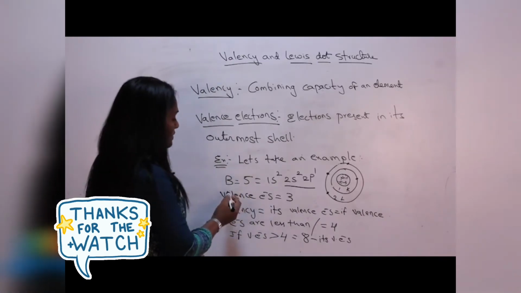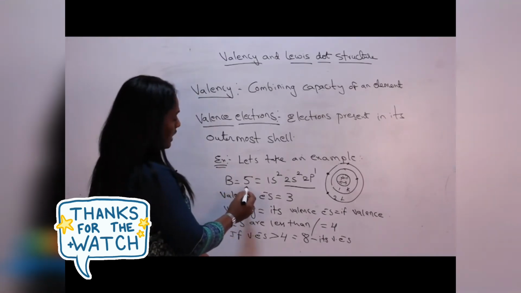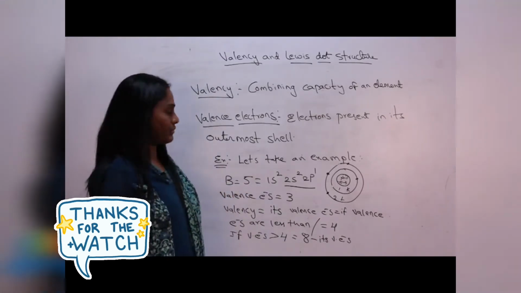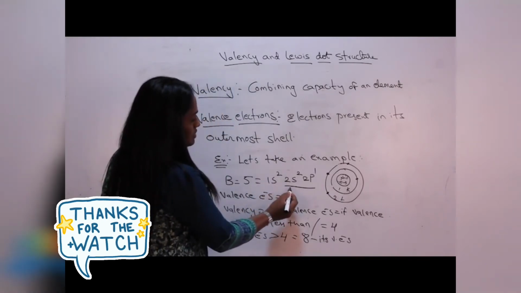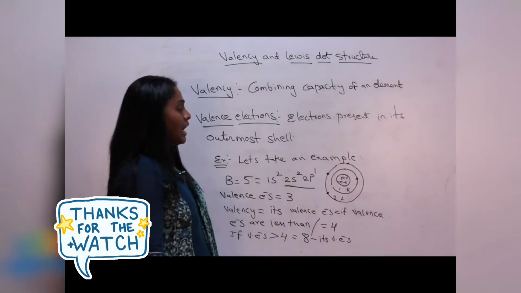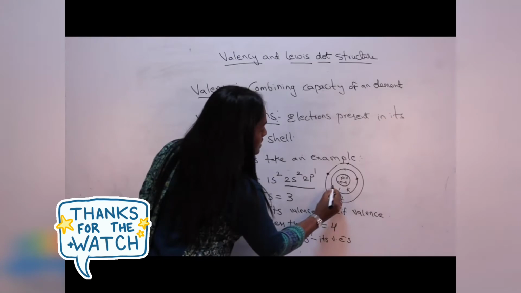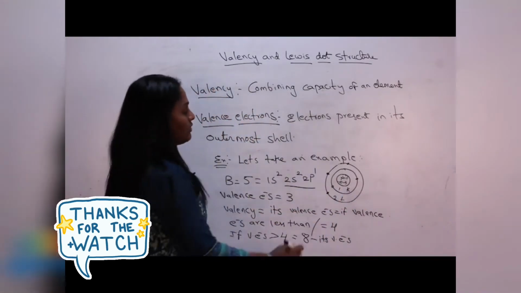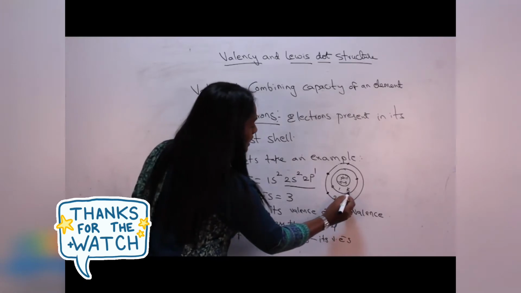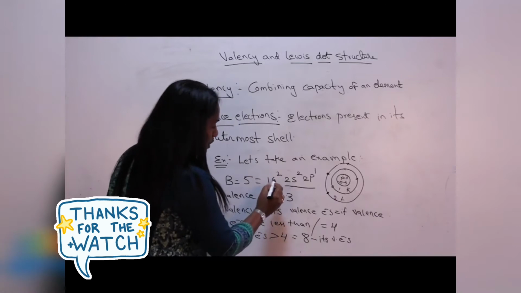Let's take one example, boron. Boron is an element with its atomic number 5. So, if I write the configuration, I get 1s2, 2s2, 2p1. Diagrammatically, for 1s2, the dots represent electrons. According to Bohr-Bury rule, the first shell, that means K shell, can accommodate only 2 electrons. That's why I wrote only 2.